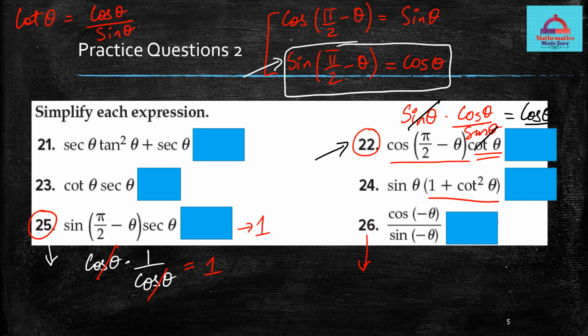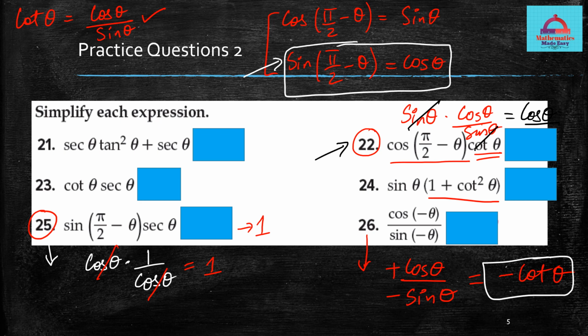You know cos is an even function, so cos of a negative value is positive, so plus cos theta. And sine of a negative value. These are the negative angle identity. Being an odd function is negative, so negative sine theta. Now again, you can use quotient identity. Cos divided by sine is cot, so minus cot theta. That's going to be your final answer for question 26.